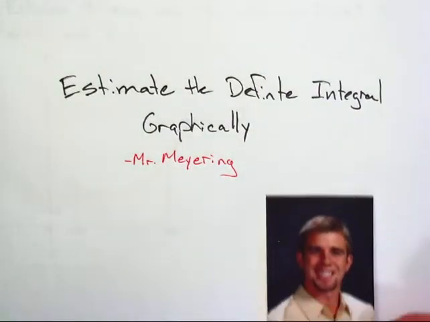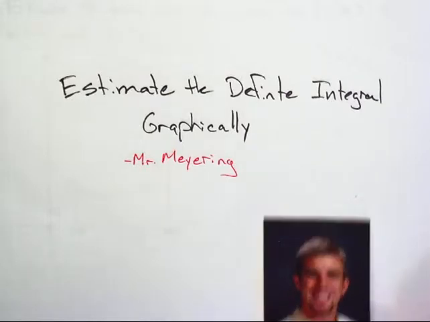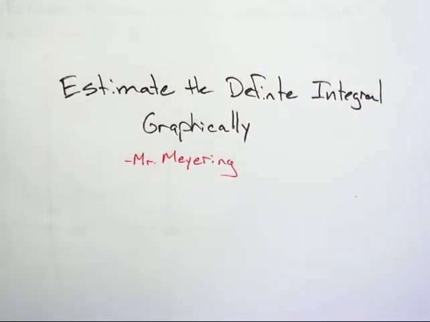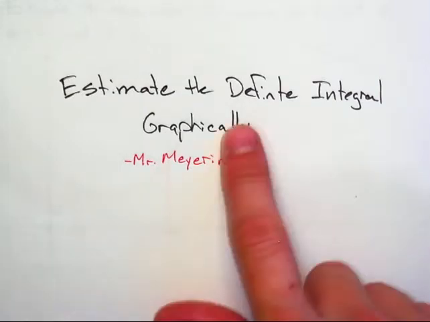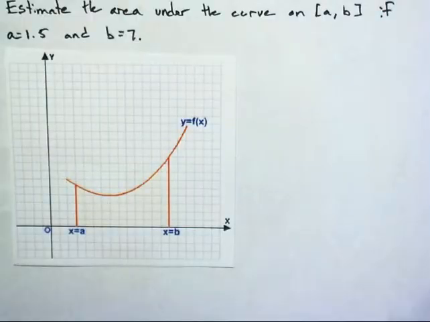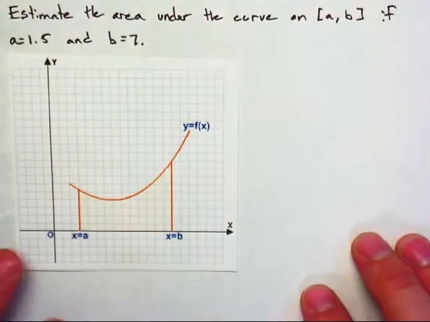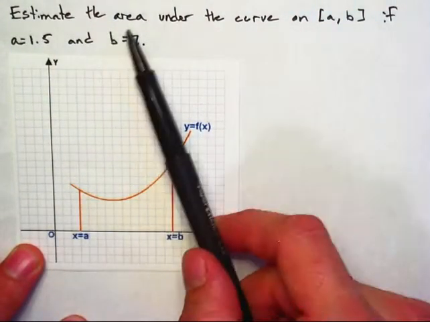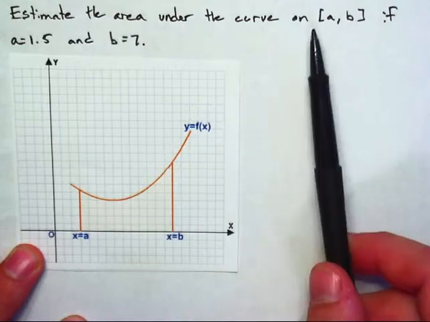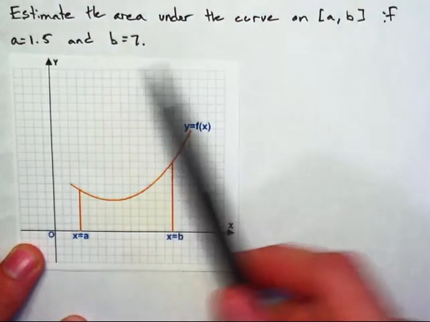In this video, we will focus on how we estimate the definite integral graphically. So looking at a graph, what can we do to estimate that area underneath the curve, which is what the definite integral talks about? So, simple, straightforward question. Estimate the area underneath the curve on A to B if A equals 1.5 and B equals 7.